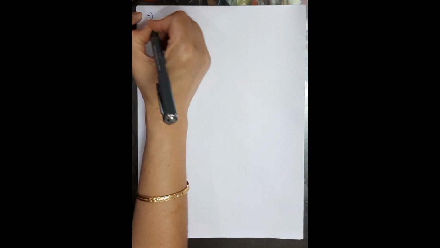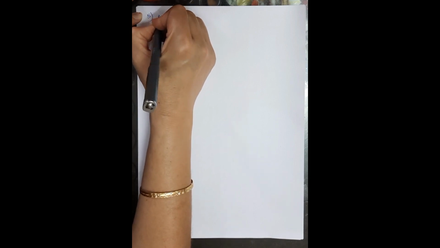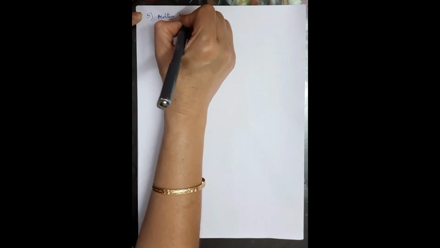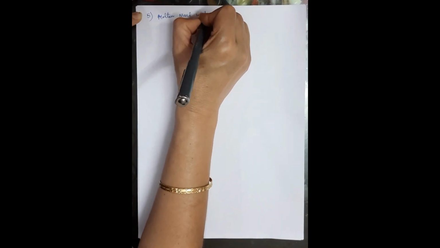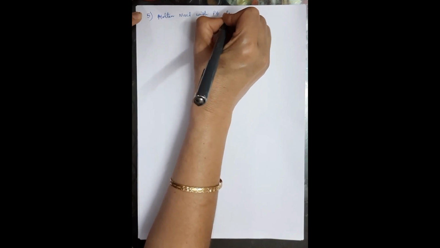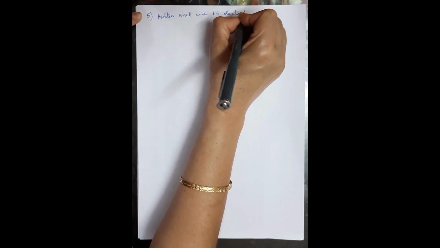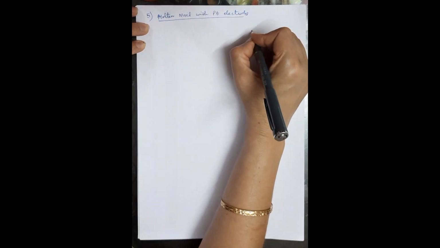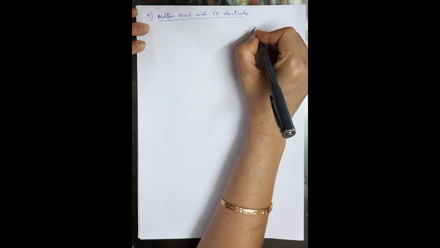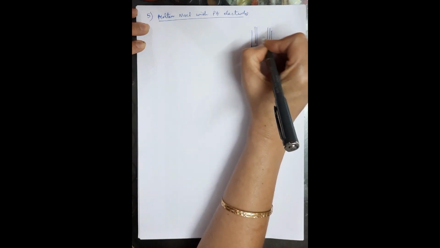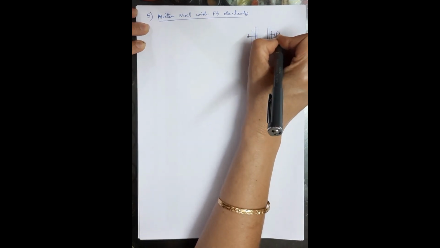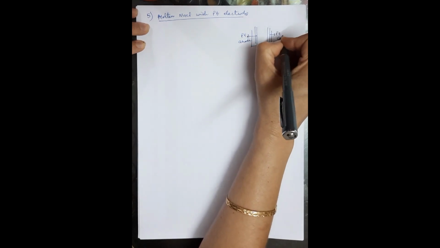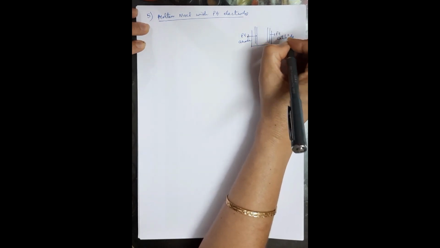It is fifth part I am discussing. Molten NaCl with platinum electrodes. This is a very simple case. Here it is not an aqueous solution. This is a beaker. These are the two platinum electrodes. One is acting as anode, left hand side. This is acting as cathode on the right hand side.